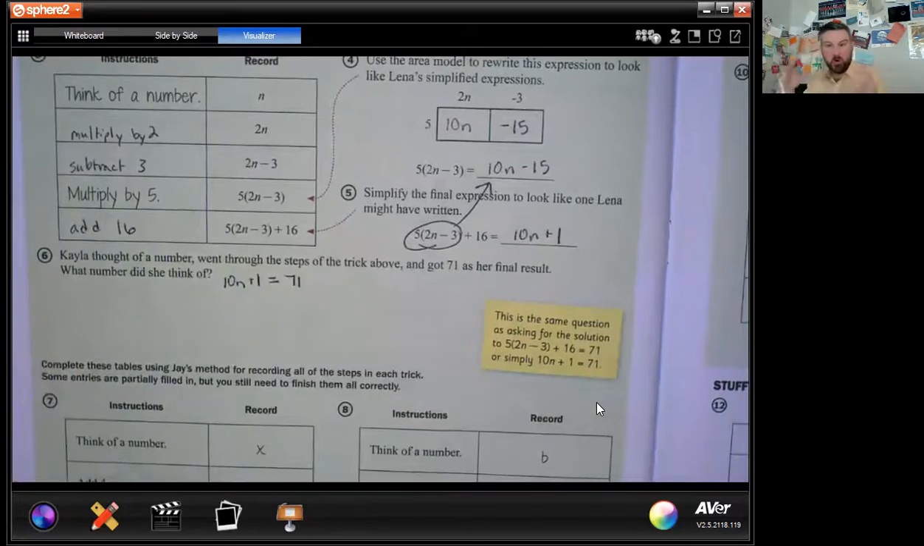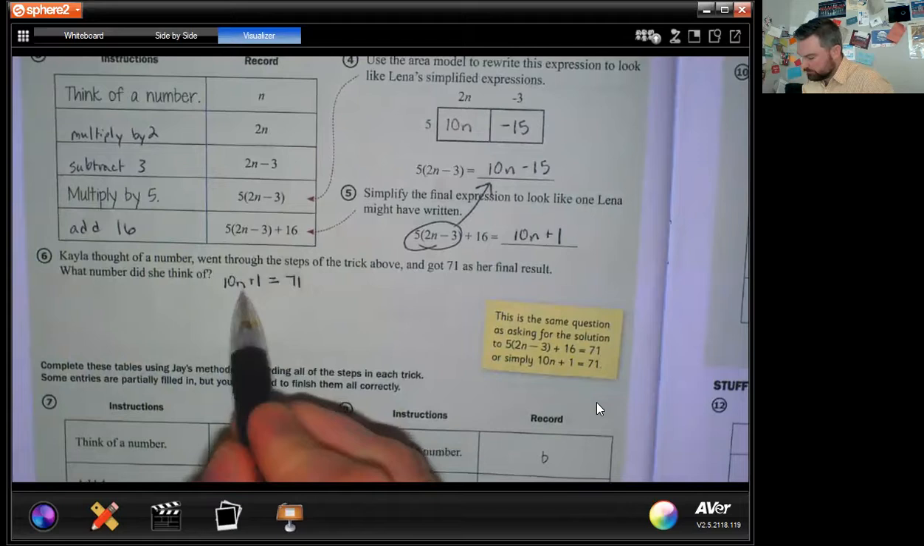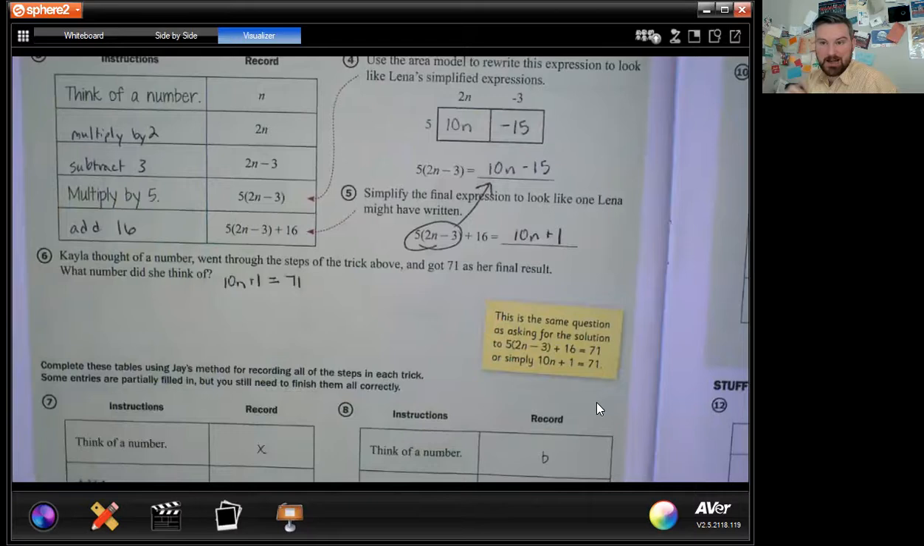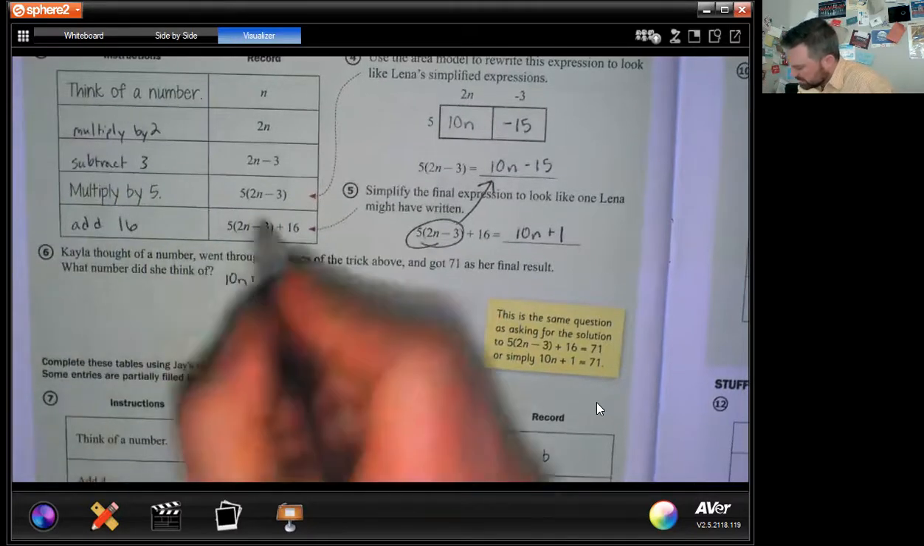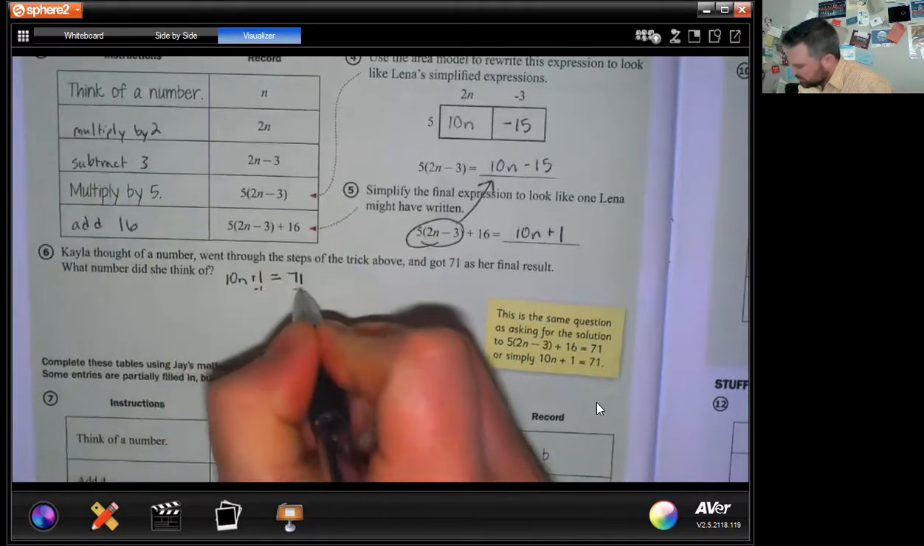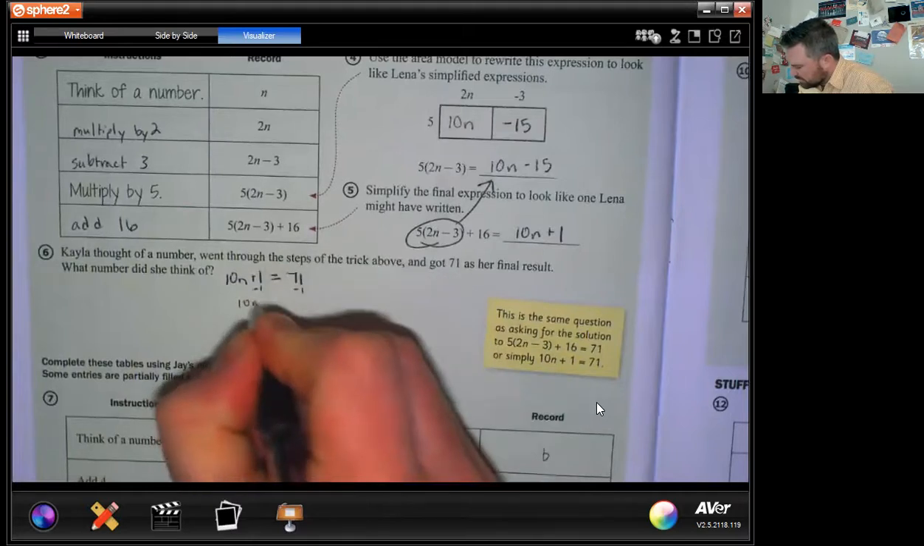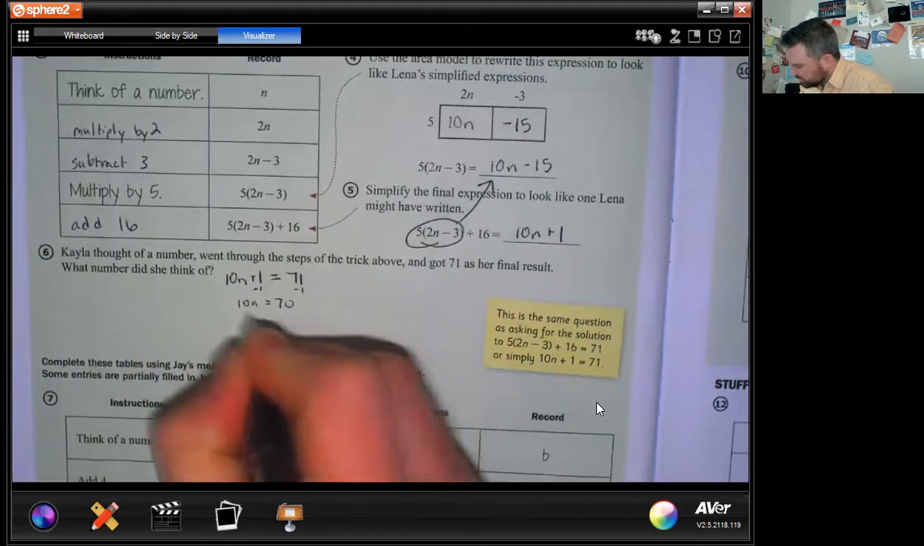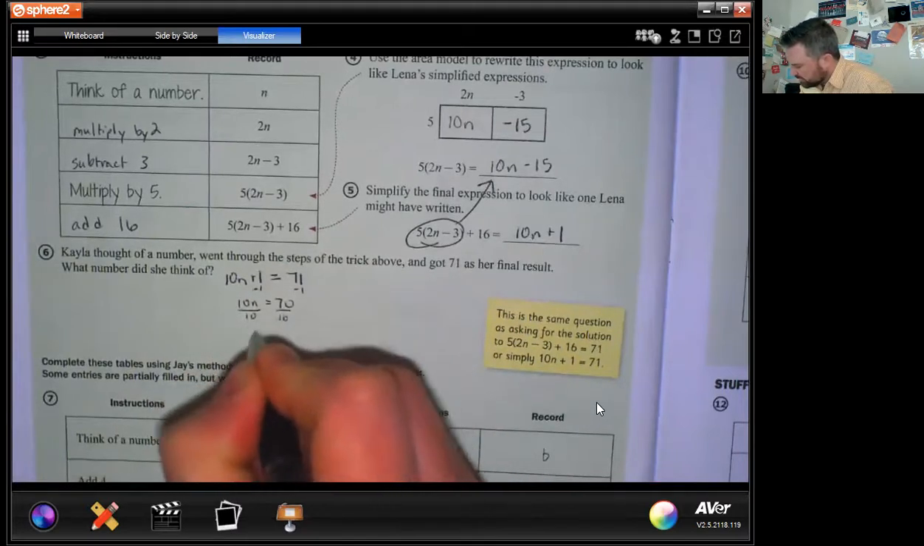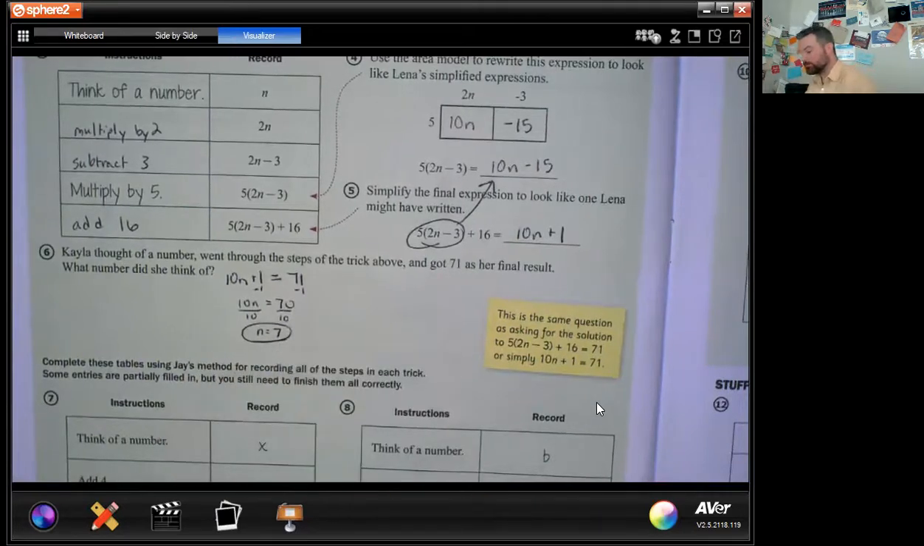Okay, you can think of a mobile or something like that. You have 10 shapes, whatever you want n to be. You got 10 shapes plus a dot on one side, and you got 71 dots on the other. So here we can simply subtract 1, and you get 10n equals 70, divide by 10, and you get n equals 7. Okay, that's one way.